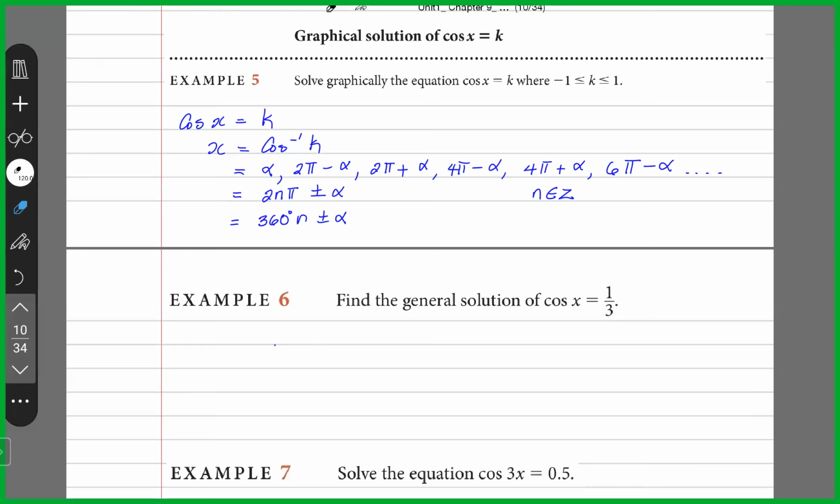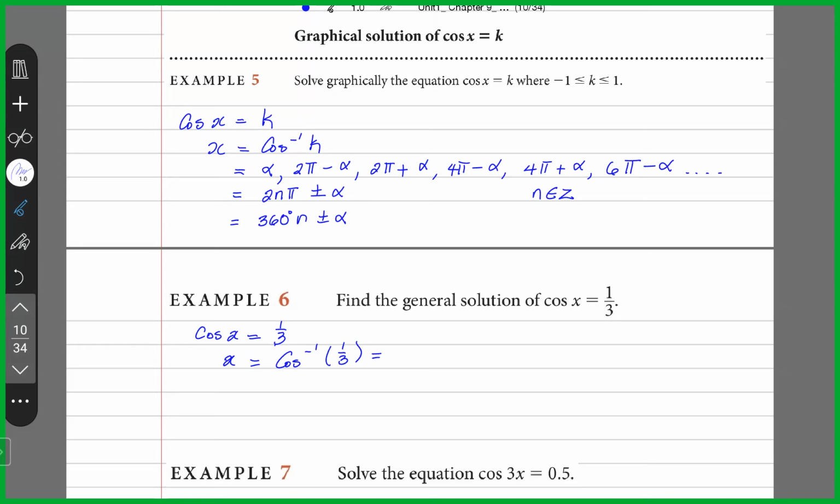All right, so example 6. Example 6 is asking us to find the general solution of cos x is equal to a third. So I have cos x is equal to a third. So it means that x would be equal to cos inverse 1/3. All right, so my reference angle is the cosine inverse of 1/3.